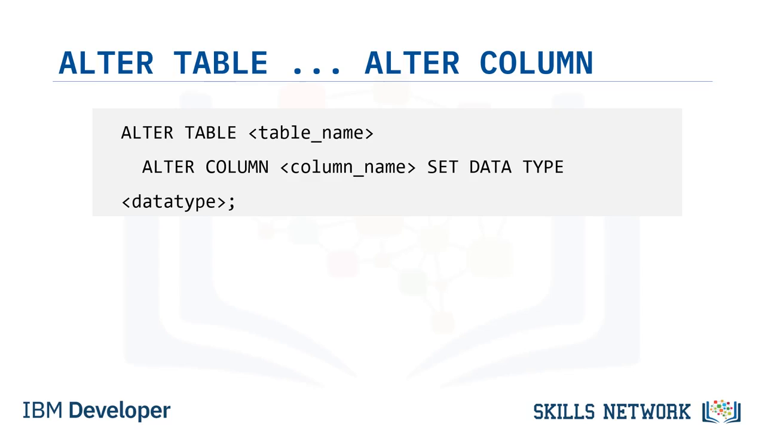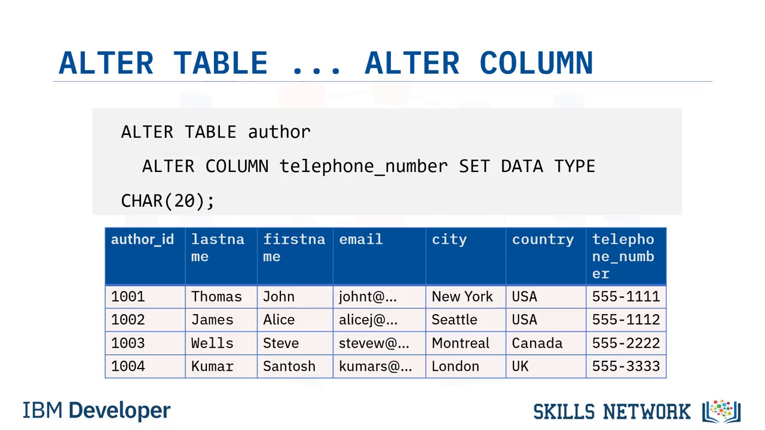You can also use the alter table statement to modify the data type of a column. To do this, use the alter column clause specifying the new data type for the column. For example, using a numeric data type for telephone number means that you cannot include parentheses, plus signs, or dashes as part of the number. You can change the column to use the char data type to overcome this. This code shows how to alter the author table. Alter table author, alter column telephone_number, set data type char, open parentheses, 20, close parentheses, semicolon.